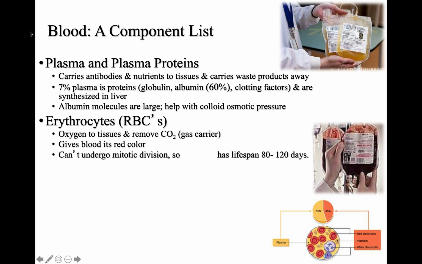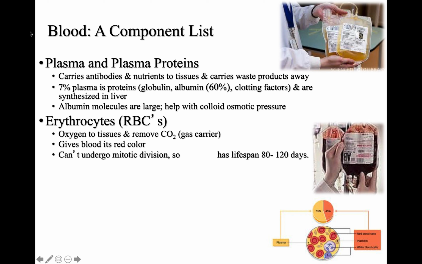Plasma proteins, we know what they do. They carry antibodies and nutrients to tissues, and they carry waste products away. So that's why if we have a problem with the plasma, we're going to have a problem with many other things also. Seven percent of plasma is proteins.